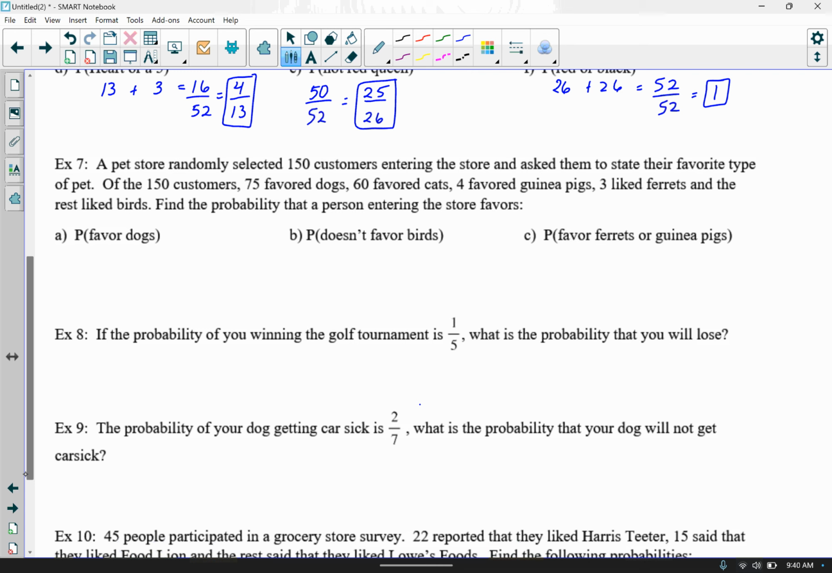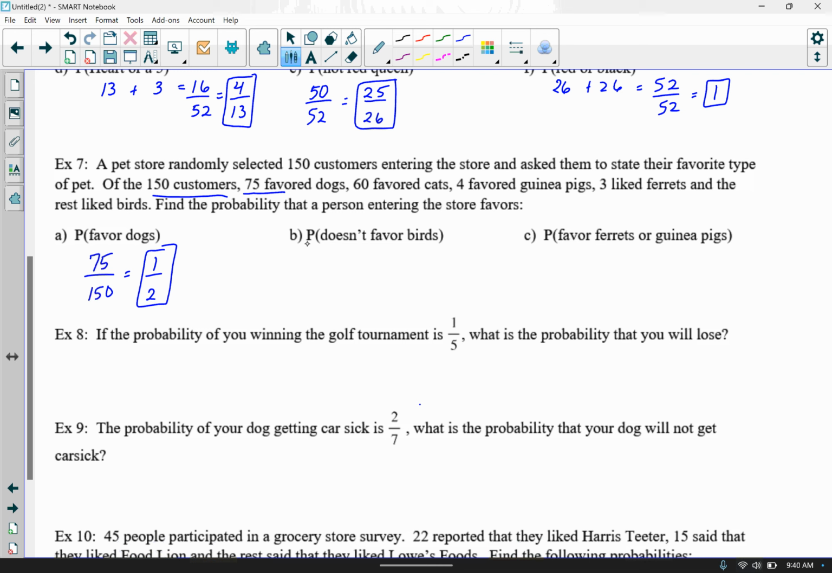All right. So in example 7, it says that a pet store randomly selected 150 customers entering the store and asked them to state their favorite type of pet. So out of the 150 customers that they surveyed, 75 favored dogs, 60 favored cats, 4 favored guinea pigs, 3 like ferrets, and the rest like birds. So I want us to find these probabilities, okay? Find the probability that a person favored dogs. So we base that off of what's already been observed. So we know that 75 favored dogs out of total number of customers, 150. Need to reduce that, and that should get you down to 1/2. Final answer.